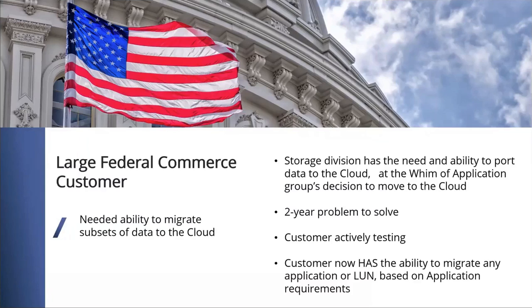Once they solved that, the storage group wanted to be positioned to be able to move the data at the whim, believe it or not, of the application folks. Hey, the application folks say, our data is good, let's move it to the cloud. The storage group really wanted the ability to allow the infrastructure to move some data, pieces of data, an application at a time. So this came at a perfect time for them last year when it went GA in June of 19.